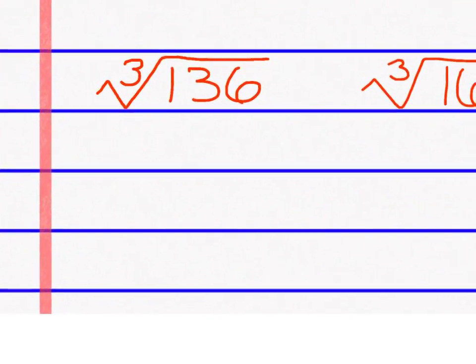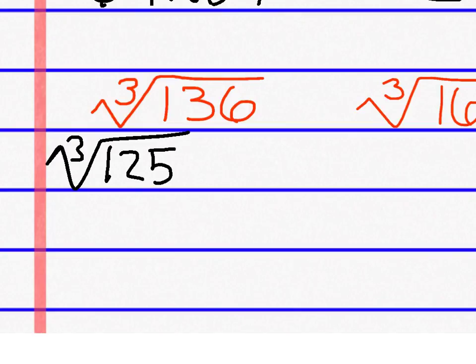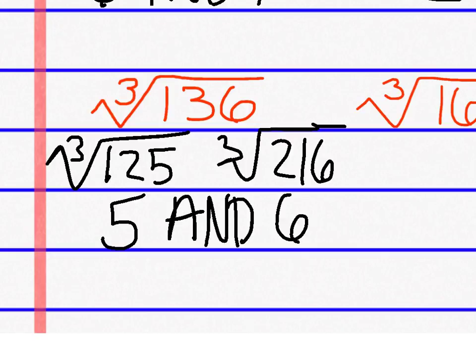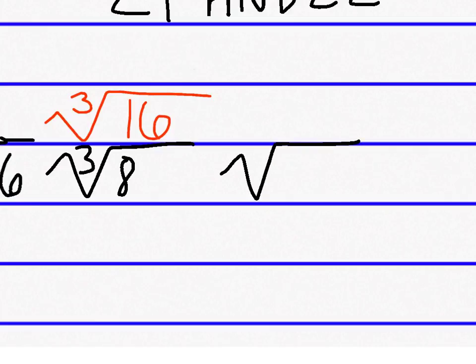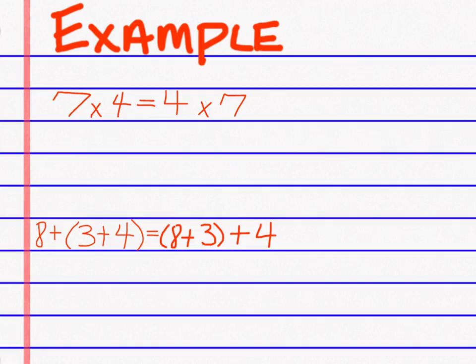For the next one, cube roots. The cube root of 136 is between the cube root of 125 and the cube root of 216. So that's going to give you 5 and 6. And our last one, the cube root of 16 is between the cube root of 8 and the cube root of 27. So our answer will be 2 and 3.